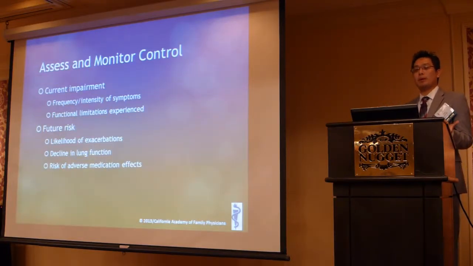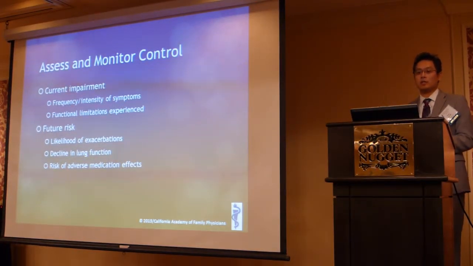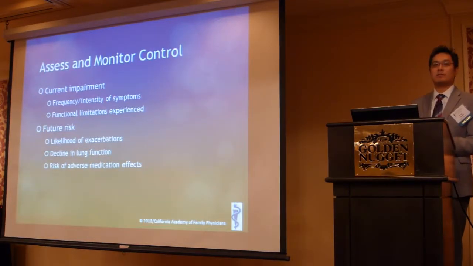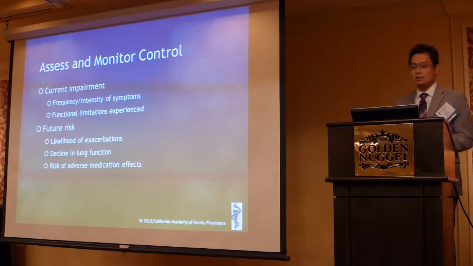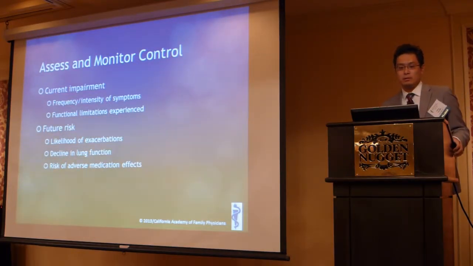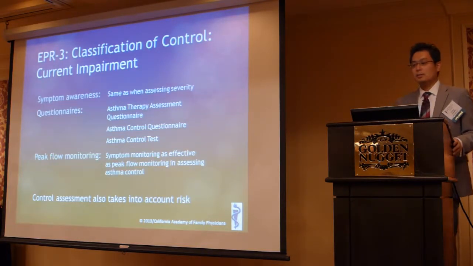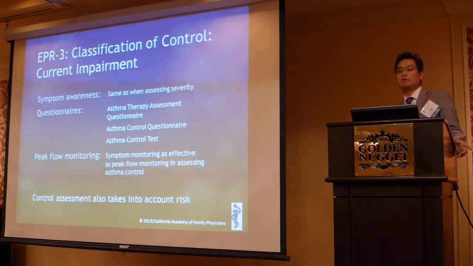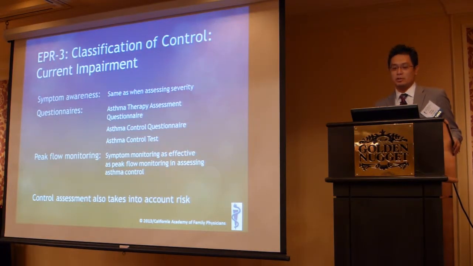We talked about current impairment and future risk. That's really the focus. Current impairment is the frequency and intensity of symptoms now, the functional limitations, and then the future risk is the likelihood of exacerbations, the decline in lung function, and then the risk of adverse medication effects. Current impairment and future risk are the focuses. The EPR3 talks about ways that we can figure out how to assess someone's current impairment.